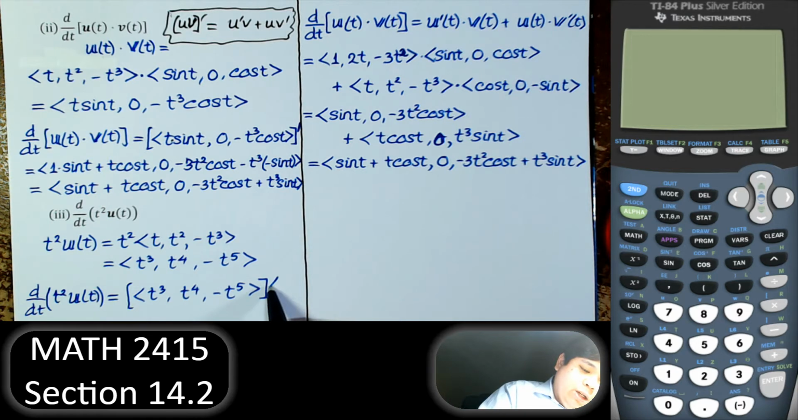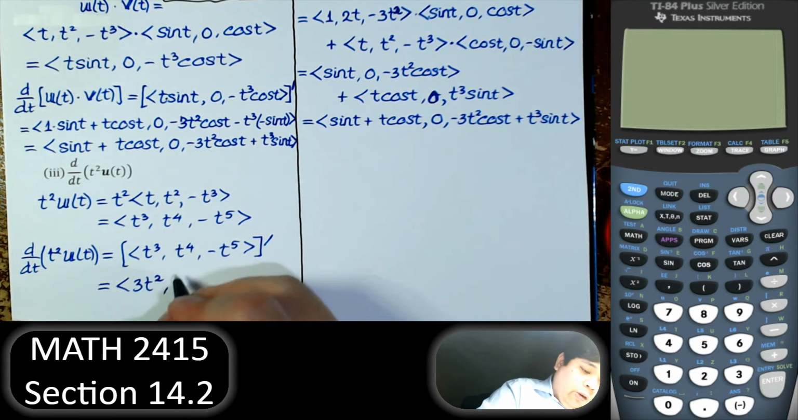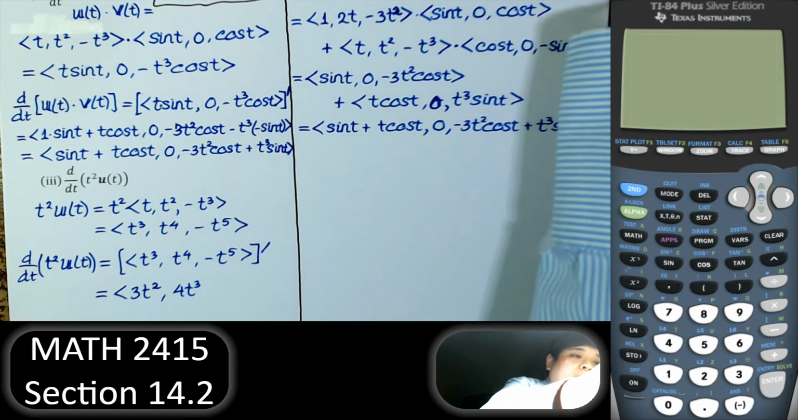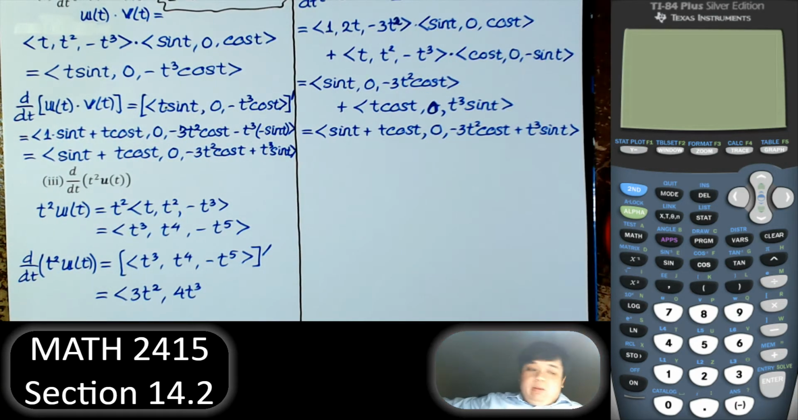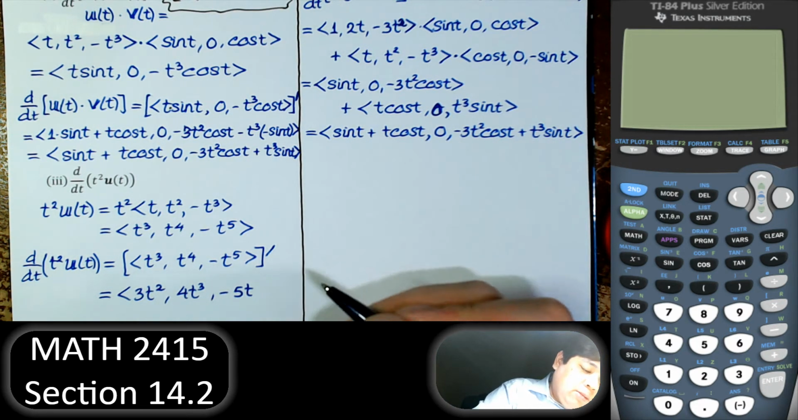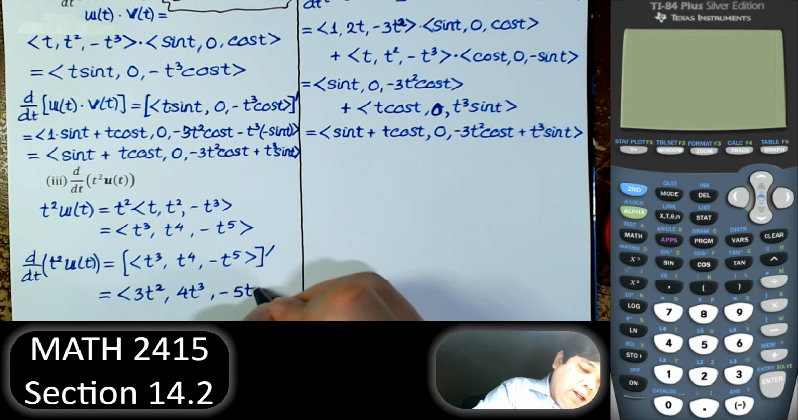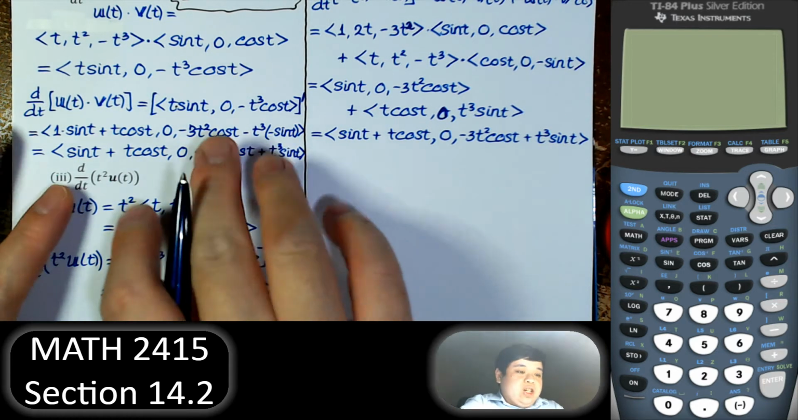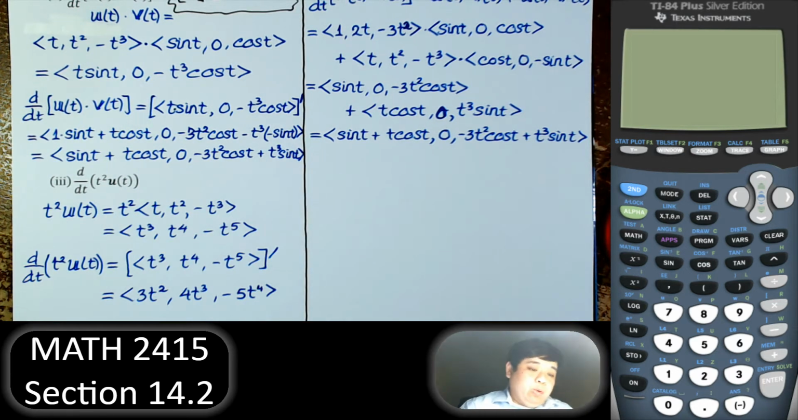The derivative of this will be just 3t squared, 4t cubed, and minus 5t to the fourth, sorry. Right. So yes, we can just do it inside the parentheses first and then take the derivative.